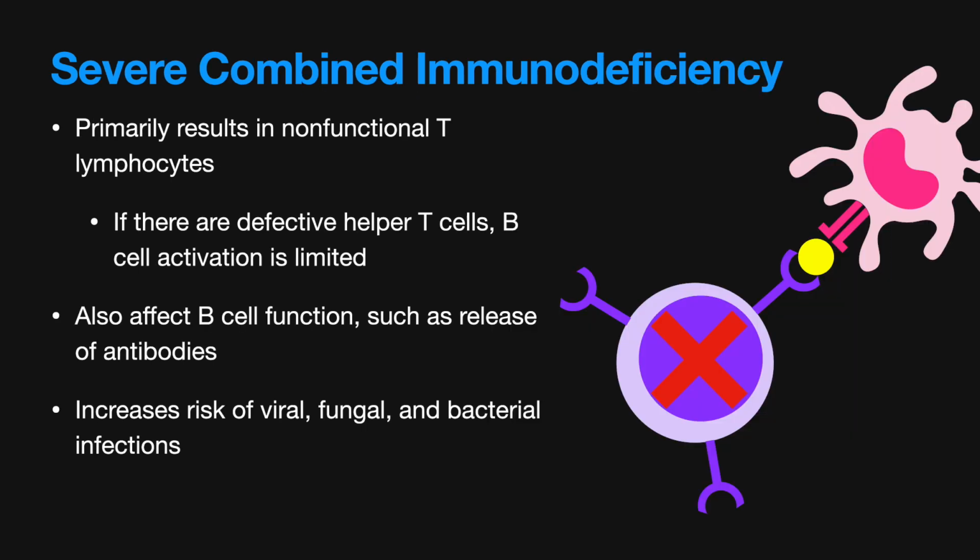Next, we will look at some conditions affecting the adaptive immune system. Severe combined immunodeficiency is a condition that primarily results in non-functional T lymphocytes. However, because there are defective helper T cells, this can also prevent appropriate activation of B cells, potentially resulting in a limited B cell response. Severe combined immunodeficiency also affects B cell functionality, such as the release of antibodies. The combined effect of these two deficiencies increases the animal's risk of viral, fungal, and bacterial infections.